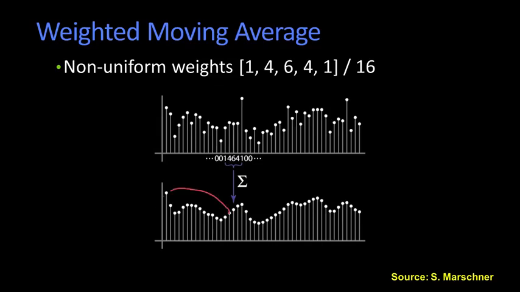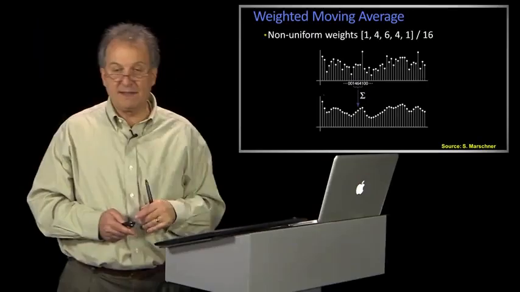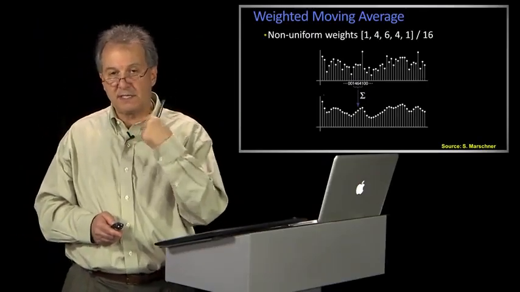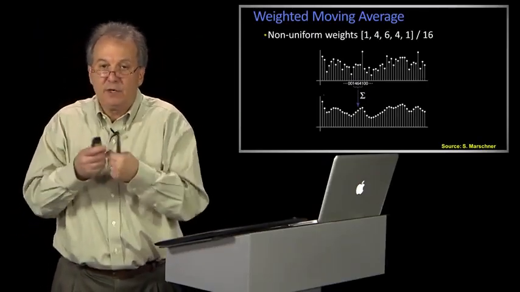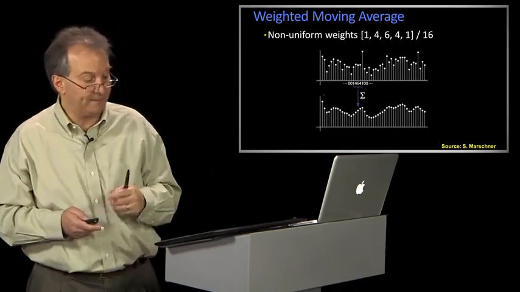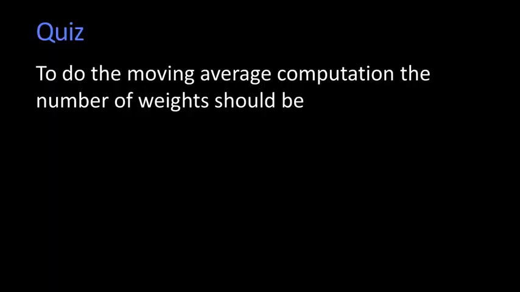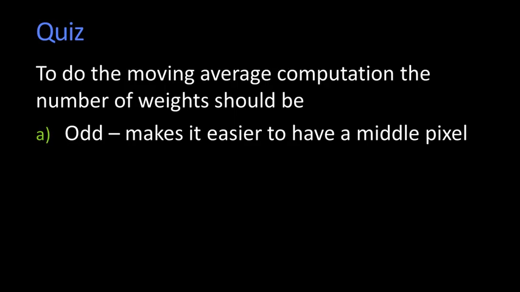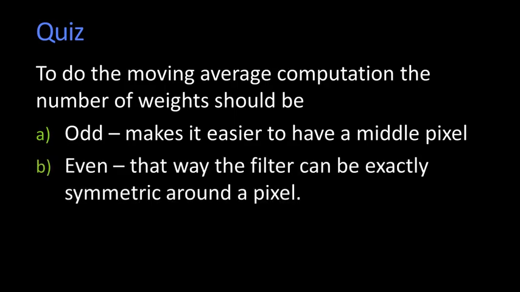This area right there, we get a smoother range of what's going on. And the non-uniform weights correspond to the assumption that the more nearby a pixel is, the more weight it should have. So, question. If you're going to do the moving average computation, the number of weights that you have should be what? A, odd, because it's easier to have a middle pixel. B, even. That way it can be symmetric around me. Or C, obviously either even or odd.